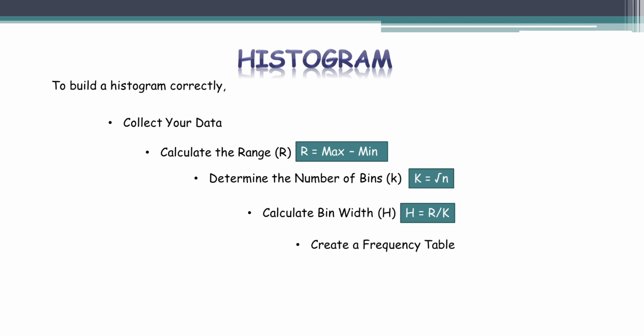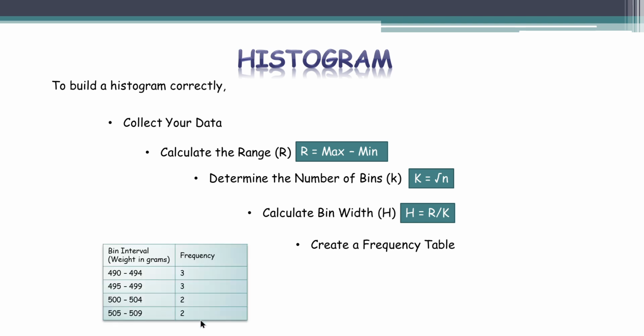Now we have to create the frequency table. List your bin intervals and count how many data points fall into each. The bin intervals is in this side and frequency is there in this side. Finally, we have to draw the histogram.